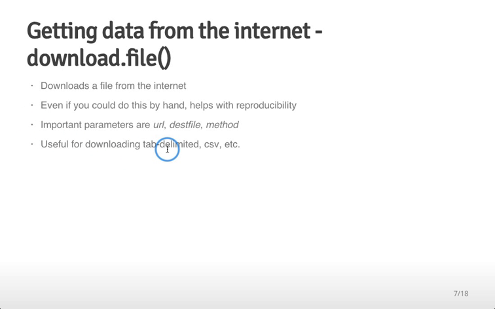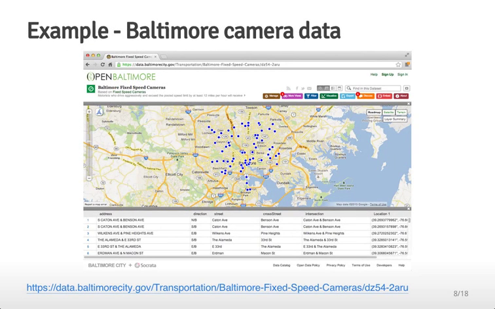It's useful for tab-delimited text files, for CSV files, for JSON files, for any of the sort of text files that we're going to be talking about. So I'm going to use an example here, and I'm going to use the Baltimore fixed camera data. These are cameras that are set up around Baltimore to monitor people's speed, and I run frequently afoul of several of these monitors and contribute to Baltimore's tax revenue.